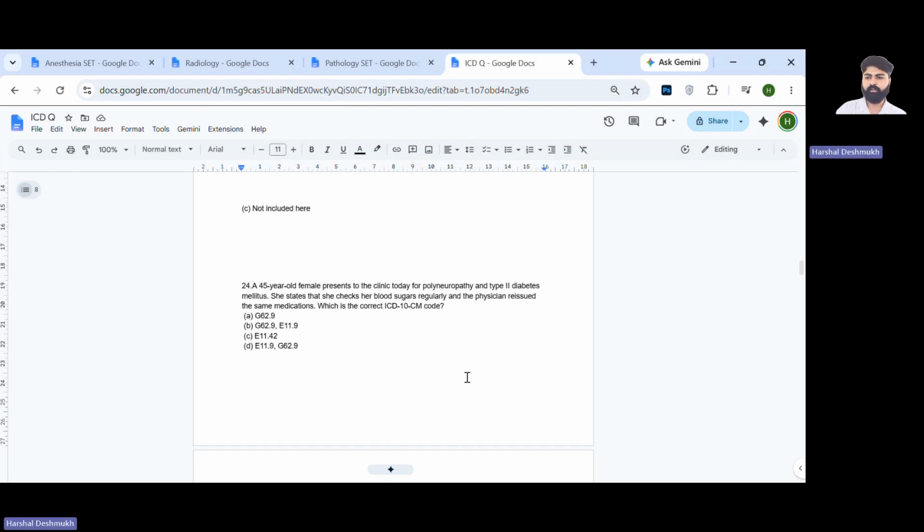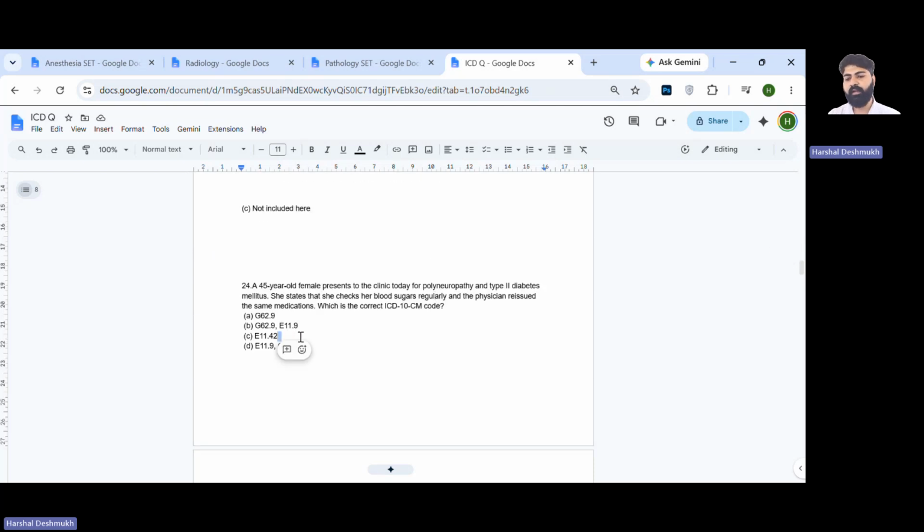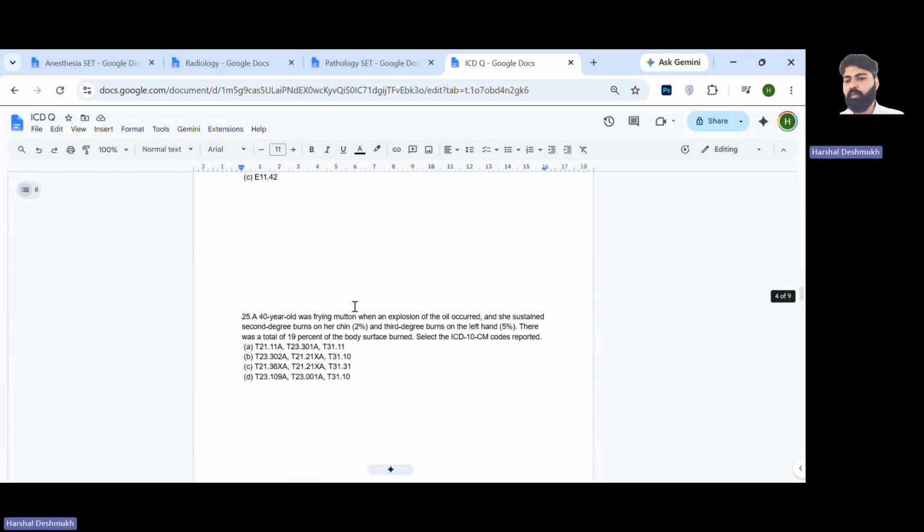All right, the correct answer to this question: since the patient had type 2 diabetes with polyneuropathy, when you look up the code, you will find polyneuropathy as a complication under diabetes mellitus. So there you go, you have a combination code, a better code, I would say. You have option C as your answer, that is E11.42. Moving on to the next one.